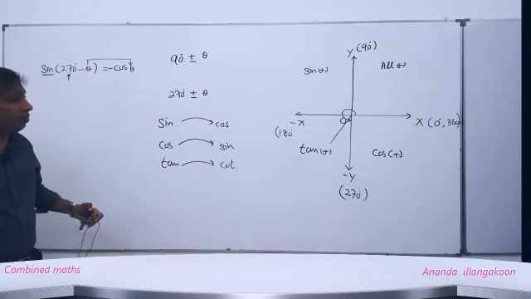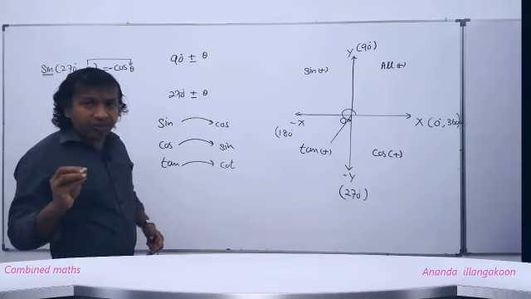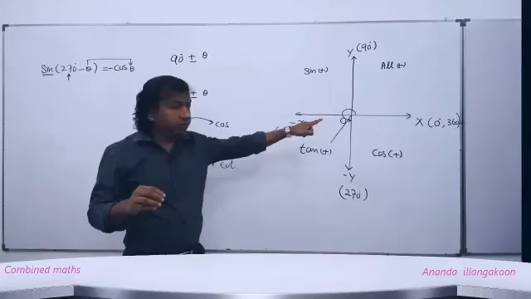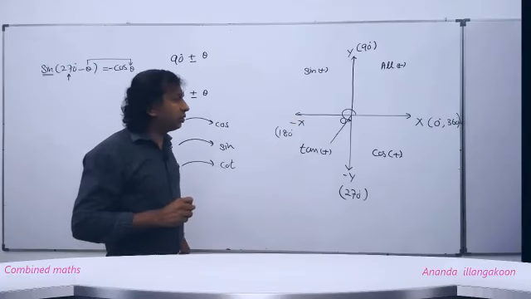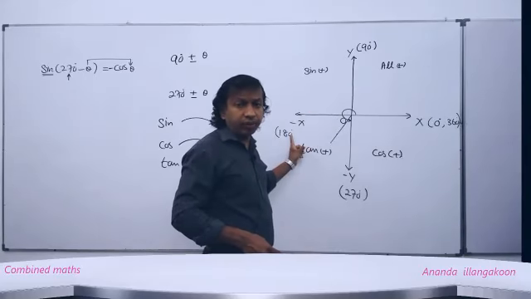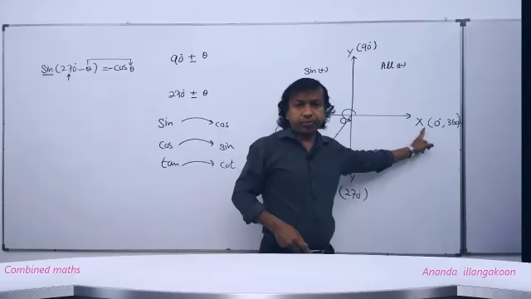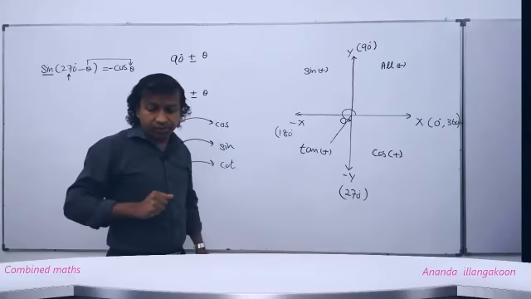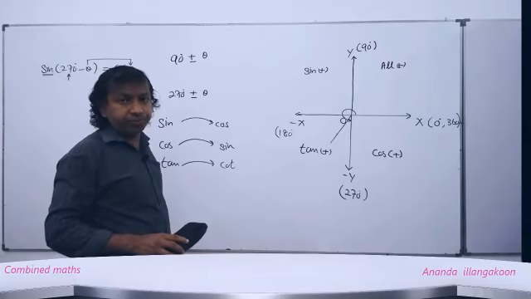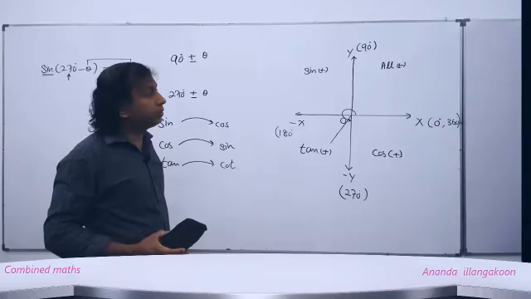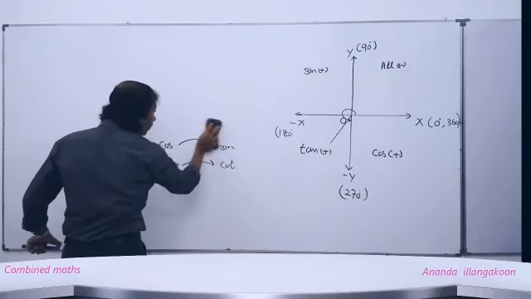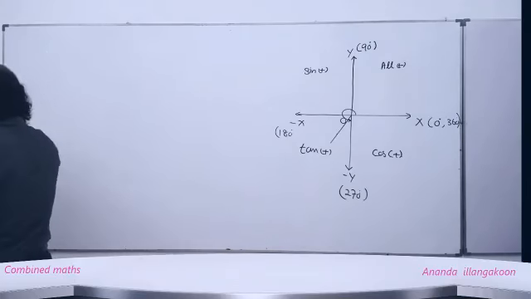Now, today we consider the case where the first angle is on the x-axis. What are the angles on the x-axis? 0, 180 and 360. There are 3 angles. Now, by adding and subtracting, let's see what are the possible angles we can form in this case.